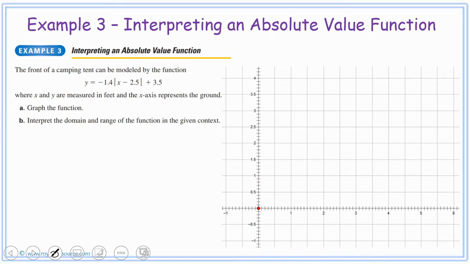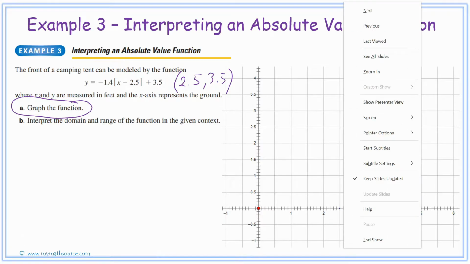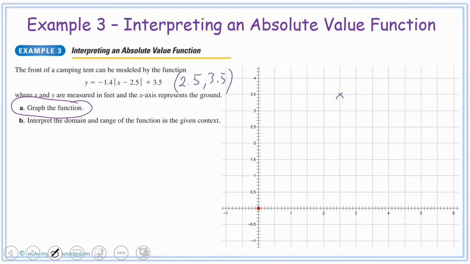All right, so let's go ahead and graph this function. I'm going to use the shortcut methods that I've been showing you. So first, we want to get our vertex. Our vertex is going to be positive 2.5. Remember, switch that sign. So positive 2.5, and then positive 3.5. So we go to 2.5, which is here, and 3.5, which is up here, and that's our vertex.